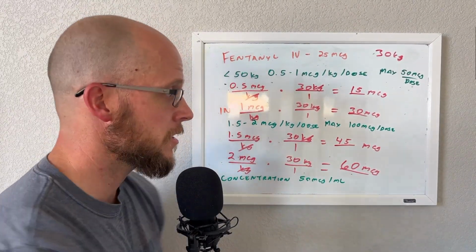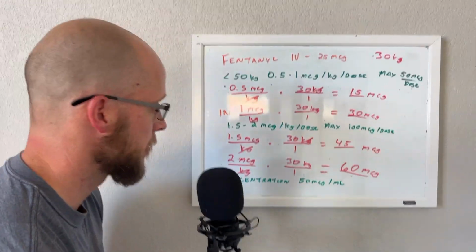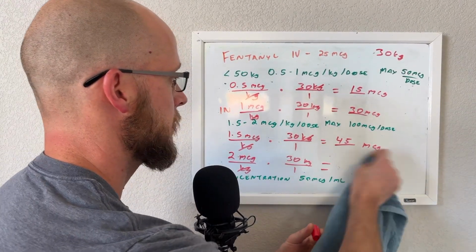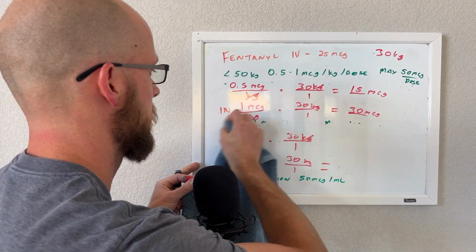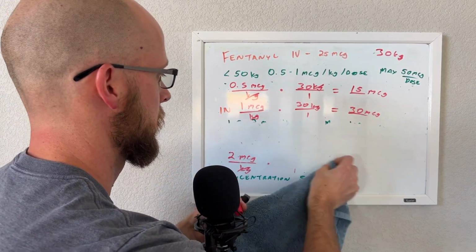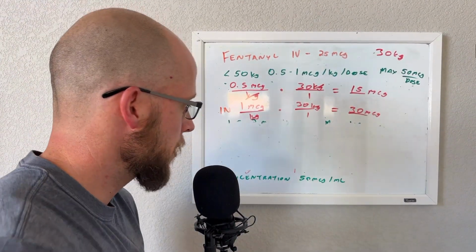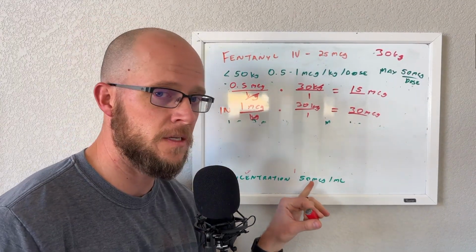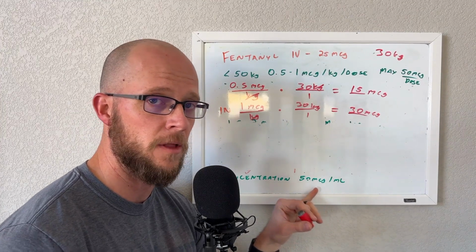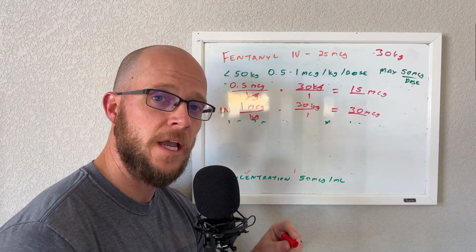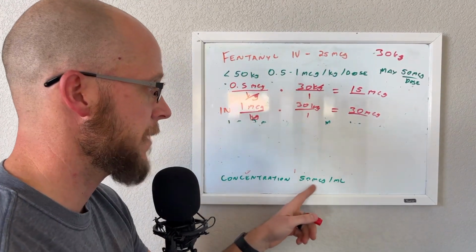So then how do you calculate how much you're going to give? So let's back up here a little bit. Let me erase this without losing my whiteboard. Okay, your concentration for fentanyl is normally 50 mics per ml. Some of them will be 100 mics per ml, some are a little different. So just make sure based on your location that you know what your concentration is. So for mine, it's 50 mics per ml.